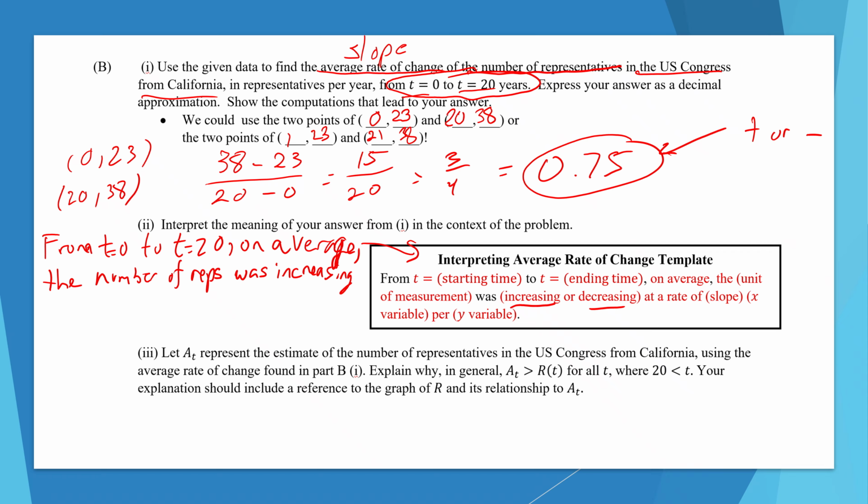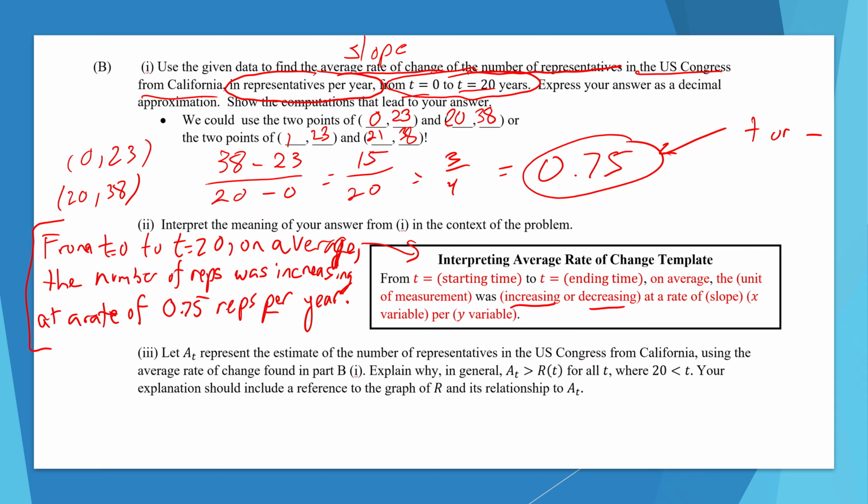And then at a rate of. And now we want to give our number, our slope from part 1, so 0.75, and then we want to give our x variable per our y variable. And you'll typically find this right here. So in this case, it's in representatives per year, so let's finish it off with that. So it was increasing at a rate of 0.75 reps per year. And this is a perfect answer to part 2.